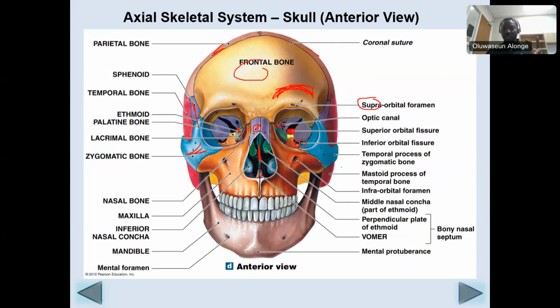So above the orbit on the superior margin, you have the supraorbital foramen. Below it, you have the infraorbital foramen. This is the orbit, right? Now, I told you about the fissures. This is the optic canal right there. Then again, zygomatic bone, nasal bones are there. You have the maxilla here. You have the mandible here. So I think those are the major bones that you want to note on this slide.